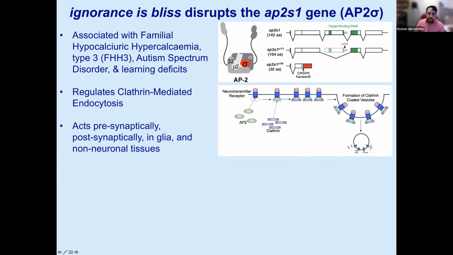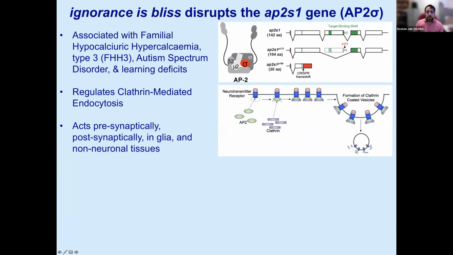It's known to be present in the nervous system, both presynaptically and postsynaptically. Postsynaptically, it regulates neurotransmitter receptors, but presynaptically, it can regulate the recycling of the synaptic vesicles. But it's also present in glia and other non-neuronal tissues. And so this FHH3 is actually due to hormonal changes outside of the nervous system.